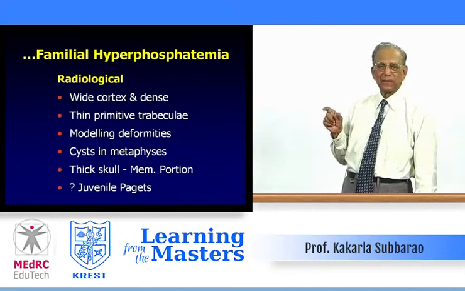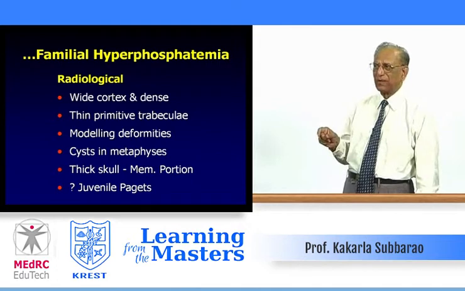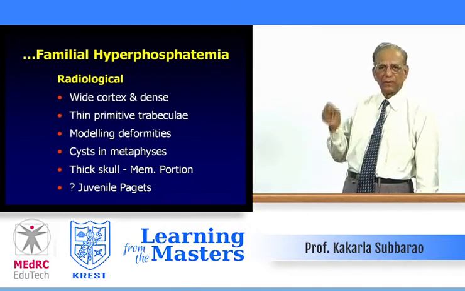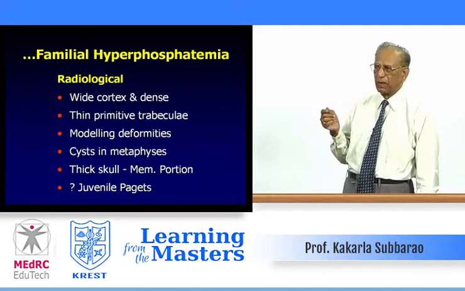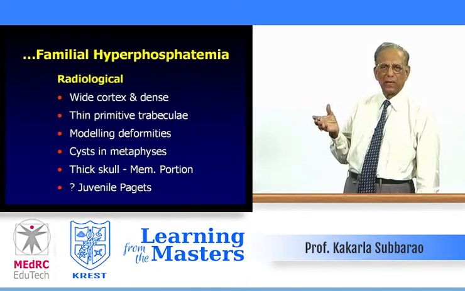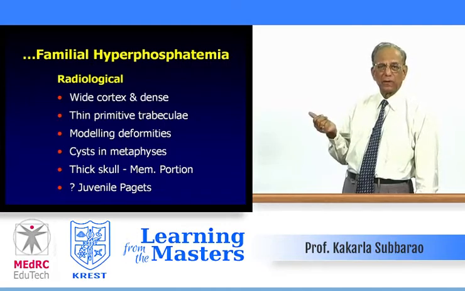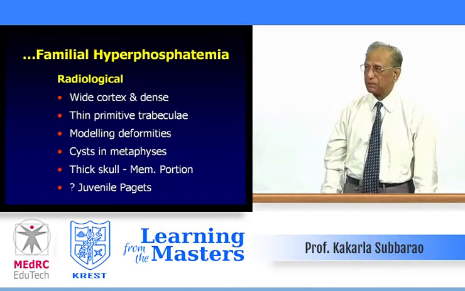Wide cortex, which is also dense, thin primitive trabeculae, modeling deformities, cysts in the metaphyses, thick skull, particularly the skull that has developed from the membranous portion. And some people call it juvenile Paget's, because radiologically the skull bones and even the limb bones appear dense and bigger, simulating Paget's.